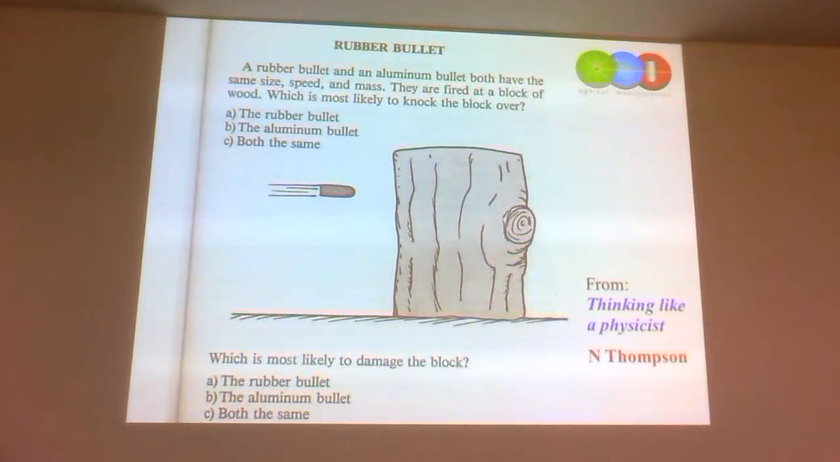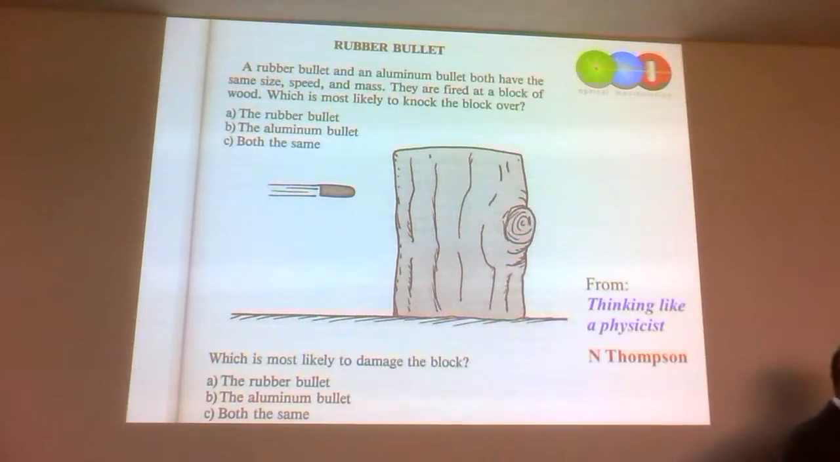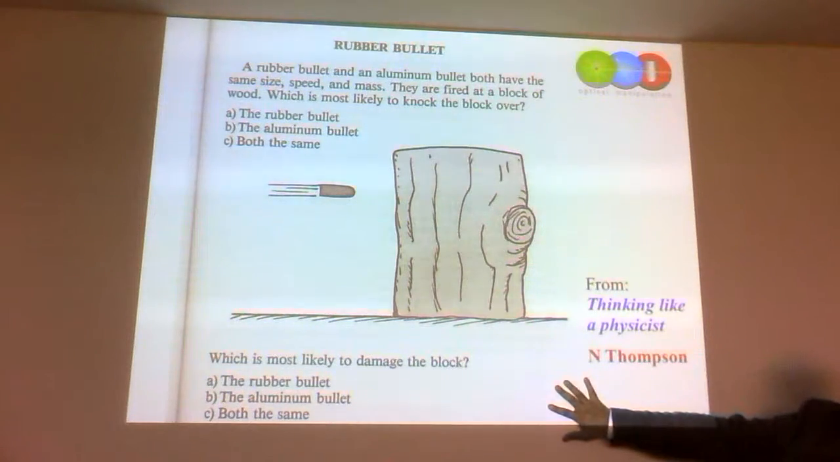So if I'm damaging a block of wood, it's very likely the aluminium bullet will actually transfer its energy, will probably get embedded in the block of wood and either cause a crack or whatever. So aluminium is most likely to do that, because that is an energy consideration.